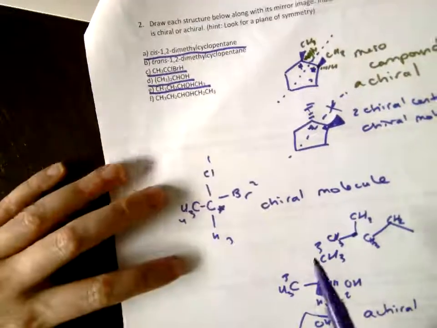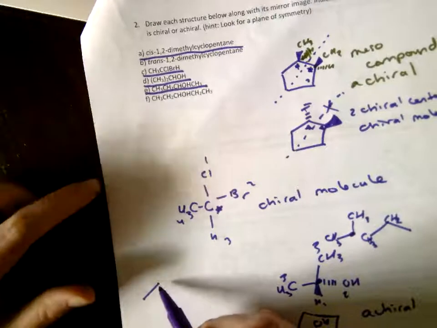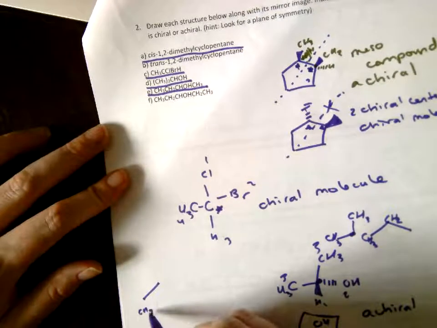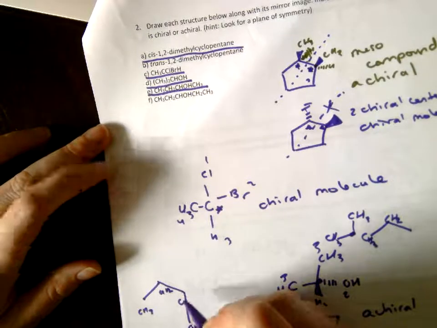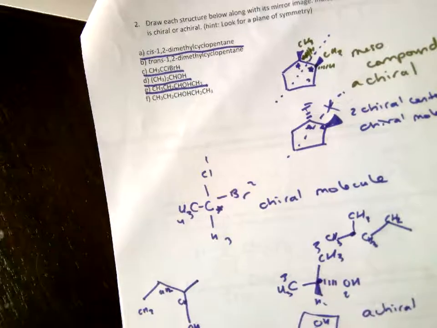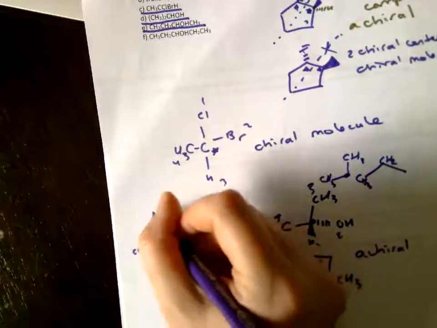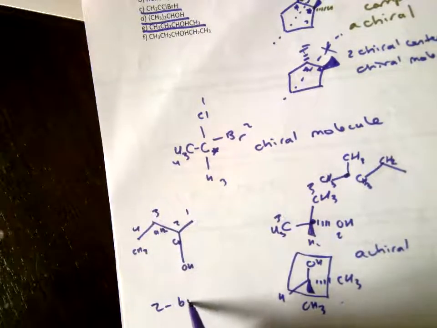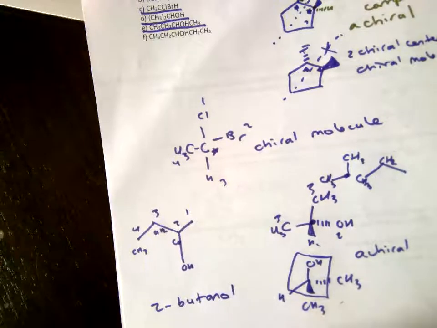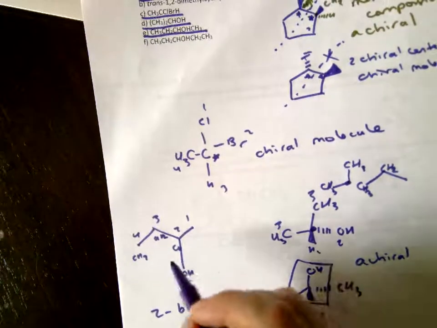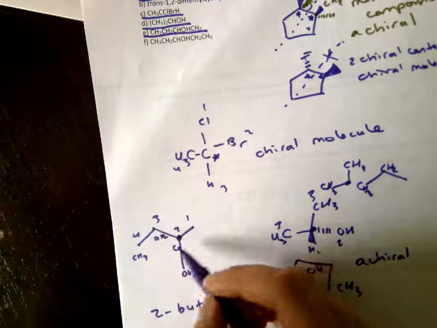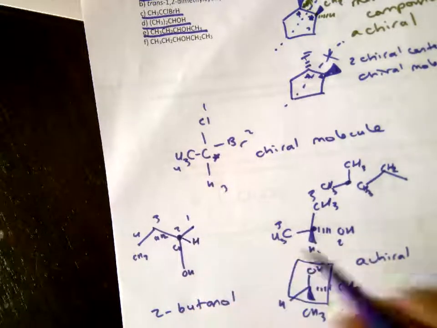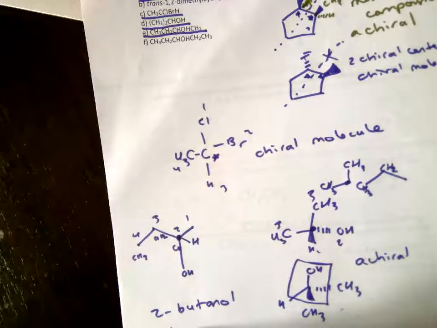Okay, so the next one is CH3, CH2, CH3, CH2, CH with an OH off of it, and then CH3. You guys should recognize this, hopefully. 1, 2, 3, 4. This is 2-butanol. We've done this a few times already. So 2-butanol, right here at this carbon, has CH3 on one side, CH2, CH3 on the other, OH over here, and a hydrogen. So this has 4 different things attached. So this is a chiral molecule, and it has an enantiomer.